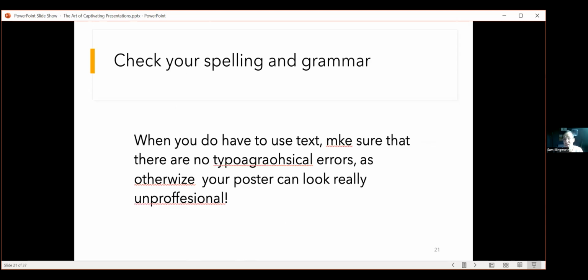Always check your spelling and grammar. So when you do use text, make sure there are no typographical errors, as otherwise your poster can look really unprofessional. Again, if you're creating a poster in a language other than your first language, ask a colleague or a native speaker to check it through to make sure that there are no grammatical or spelling errors, because it just looks unprofessional and people are less likely to want to engage with it. And again, it affects the credibility of you as a speaker and reduces your ethos and hence the capacity for people to engage.